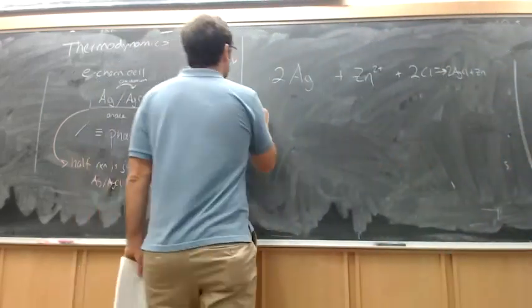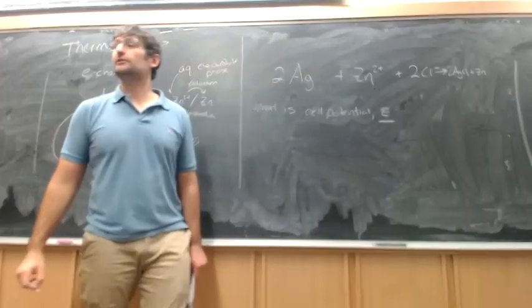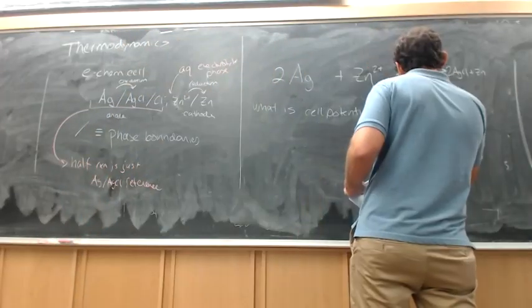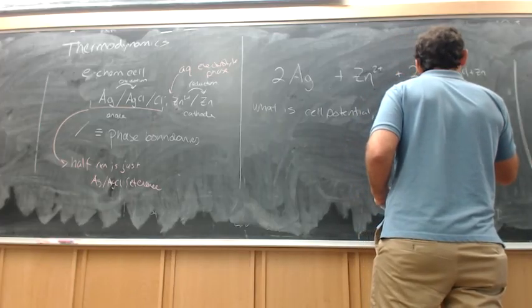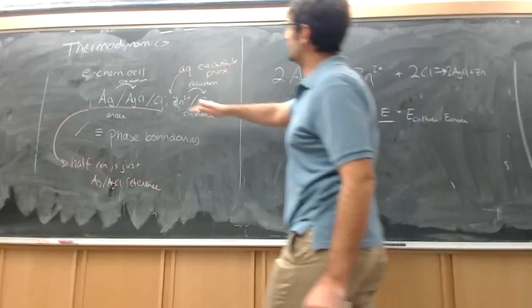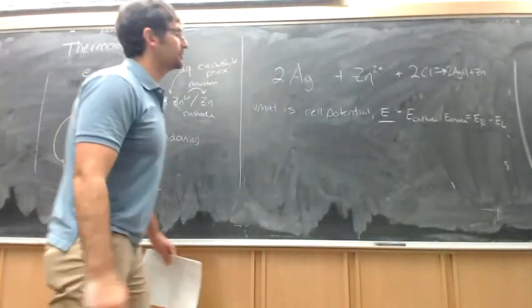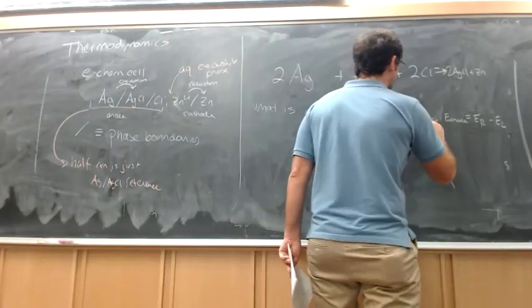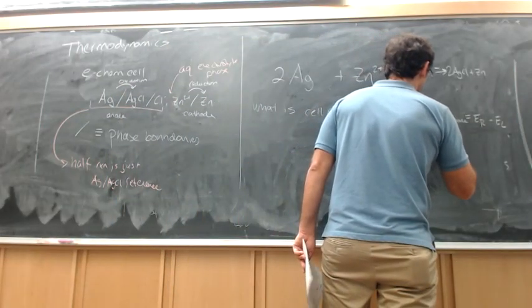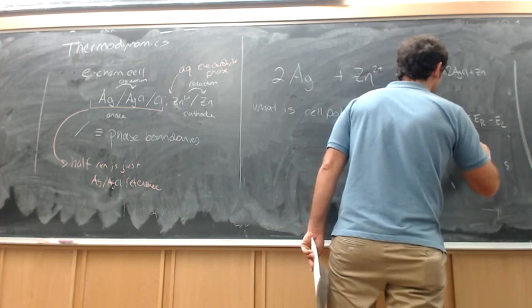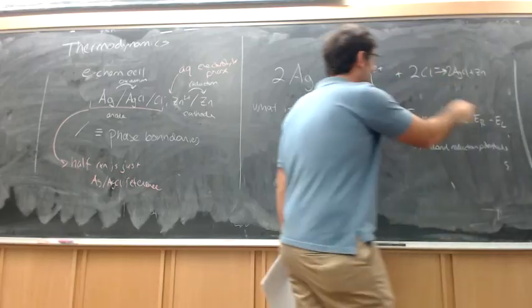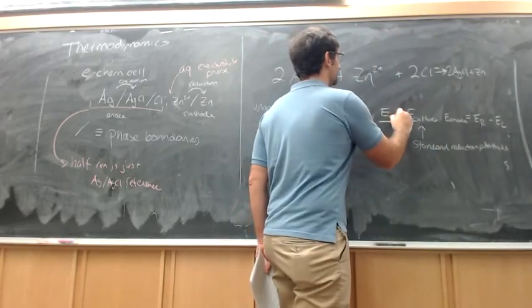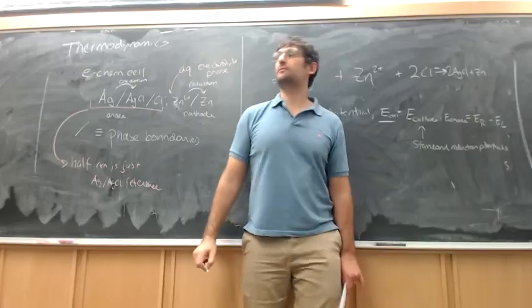What is the cell potential, like you measure in general chemistry? You guys remember how to do this? E cathode minus E anode. And it turns out that means it's E right minus E left. And so if you have a table of standard reduction potentials, you can calculate a cell potential based on the standard reduction potentials.